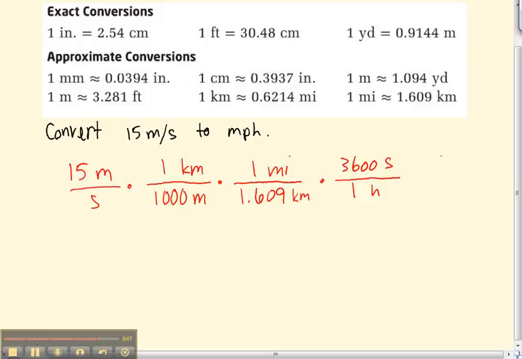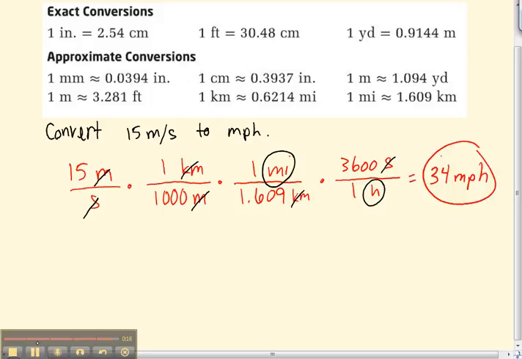Okay, here's the whole solution, the whole equation. So looking at units canceling out, meters cancels out here, and I convert my meters to kilometers by dividing by 1,000. Cancel out kilometers here by dividing by 1.609 to convert to miles. And then here, the seconds cancels out over here because there's 3,600 seconds in 1 hour, and you're only left with miles per hour. So you do your calculation, 15 divided by 1,000 divided by 1.609 times 3,600, and you get 34 miles per hour.